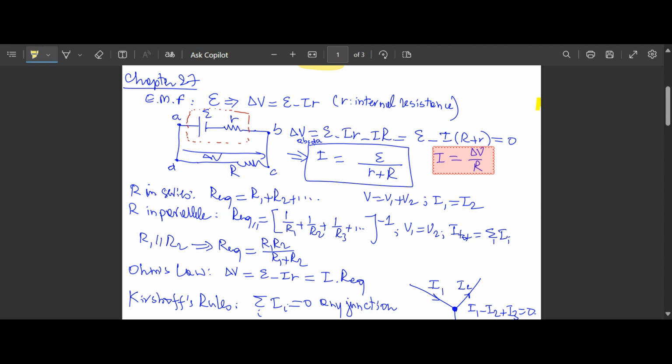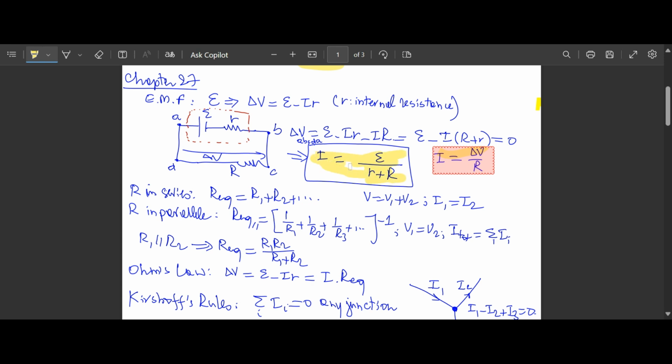If you put a load resistor R, then you should agree with me that I should be equal to E over r plus R. You know that when two resistors are in series, we add them. So it is E, the total voltage, over the total resistance, which is r plus capital R. Ohm's law tells me that I is equal to delta V over R, so it's equal to E over r plus R.